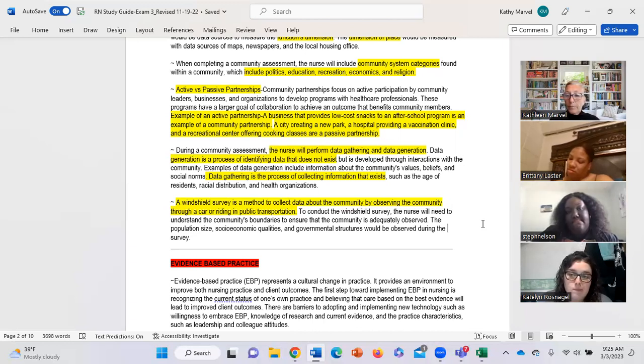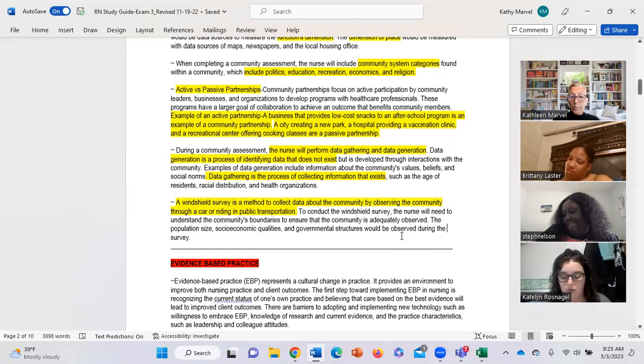And you're trying to do a community assessment. What's the most important thing you need to find out first before you do a windshield survey? You have to establish the boundaries, right? You don't want to be driving into the next community doing your assessment. You need to know what the boundaries are. And that's what this says: to conduct a windshield survey, the nurse will need to understand the community's boundaries to ensure that the community is adequately observed.